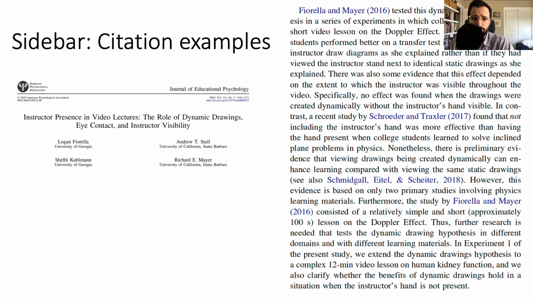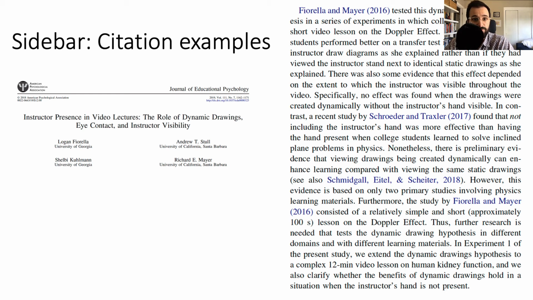Quick little sidebar here on a totally different topic, that being whether an instructor should be present in a video lecture and what they should do in that video lecture. Here's a nice paragraph that gives you a bunch of different methods of citation and a bunch of different sentence styles and structures for those kinds of summary statements we were talking about on the previous slide.